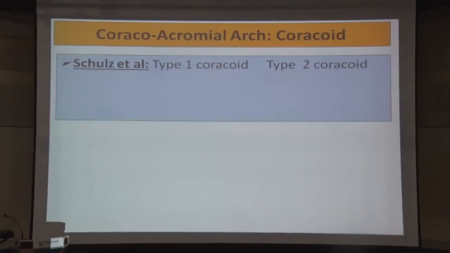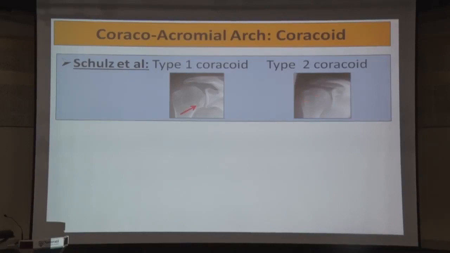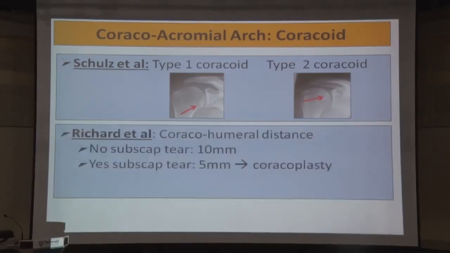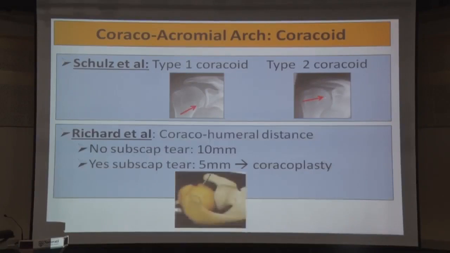Schulz has described two types of coracoids, type 1 and type 2, depending upon a true AP X-ray. A type 1 coracoid is one which overlaps the inferior part of the glenoid, and this type 1 coracoid causes subscapularis tears. And a type 2 coracoid overlaps the superior half of the glenoid on X-ray and is responsible for supraspinatus tears. The concept of coracohumeral distance is again important.